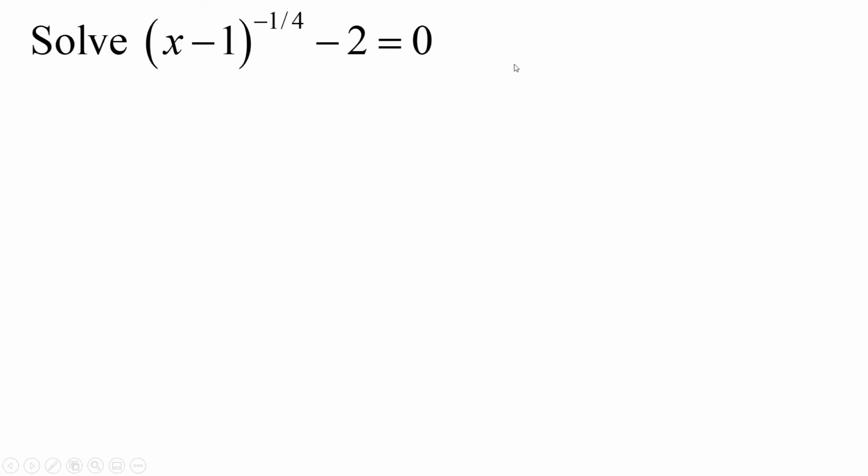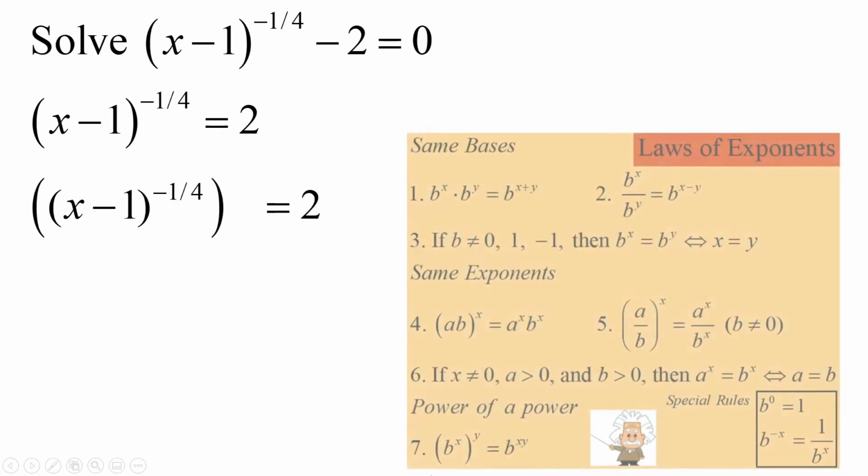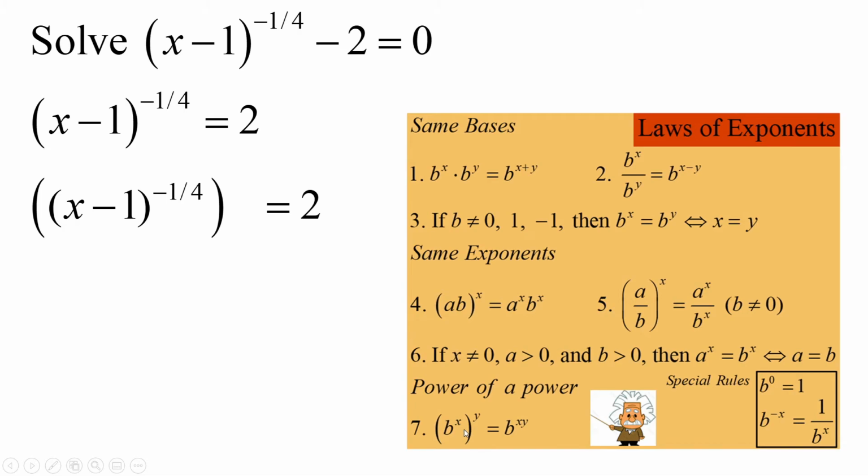All right, same type of problem right here. This time, let's add 2 to both sides. So x minus 1 quantity to the negative 1/4 equals 2. And now, let's get rid of this rational exponent with a power of a power. And again, boy, we use this a lot. So what is the reciprocal of negative 1 over 4? That'd be negative 4. And I have to do that on the right too.